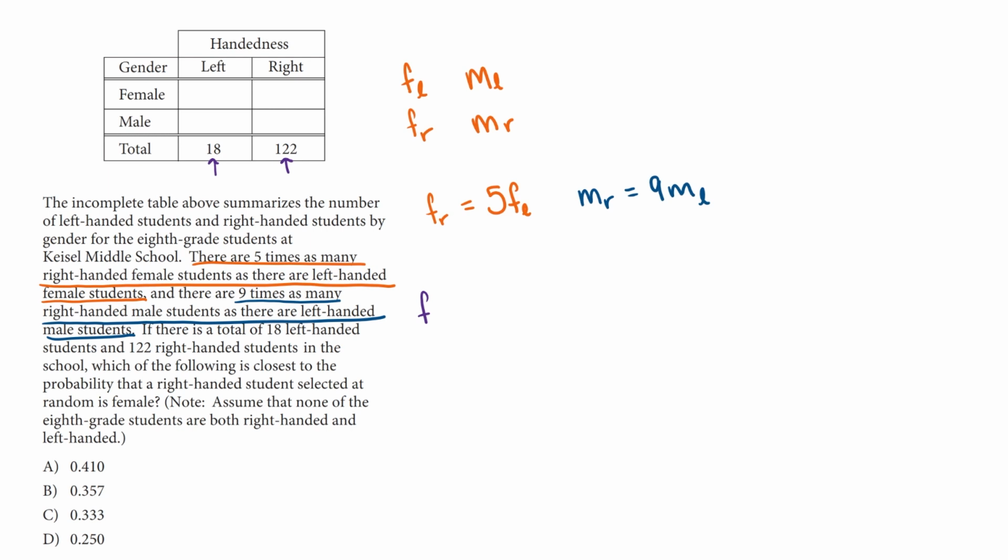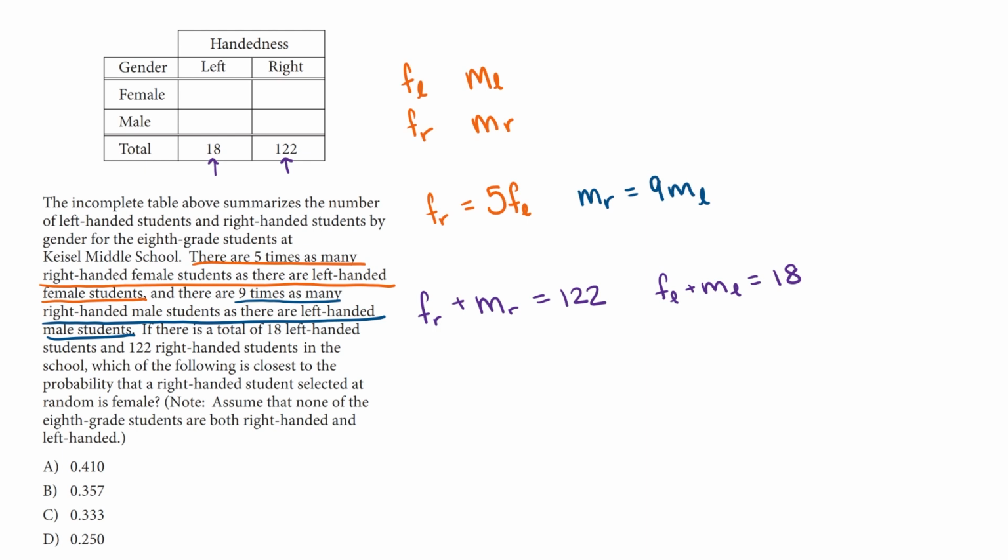We know that our number of females that are right-handed plus the number of males that are right-handed is equal to 122, and our females that are left-handed plus the males that are left-handed is equal to 18. So now let's start to see if we can figure out what our total value is given this information. So we can actually start to replace some of these variables.